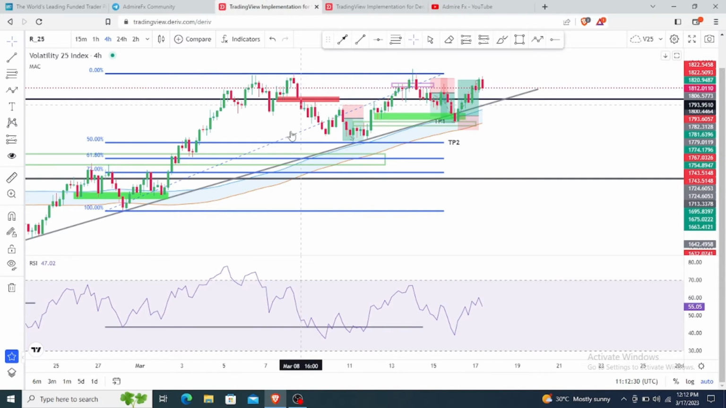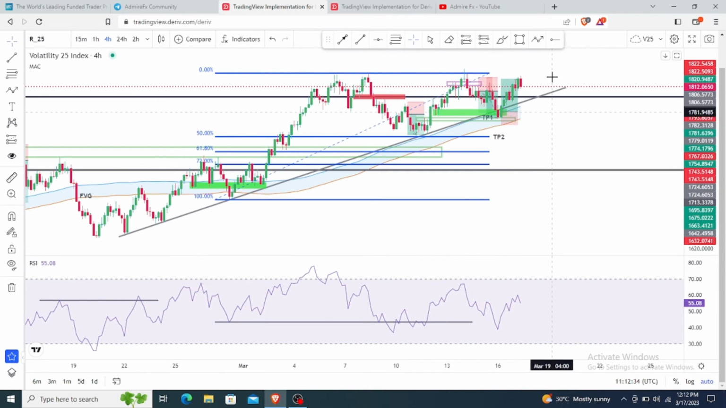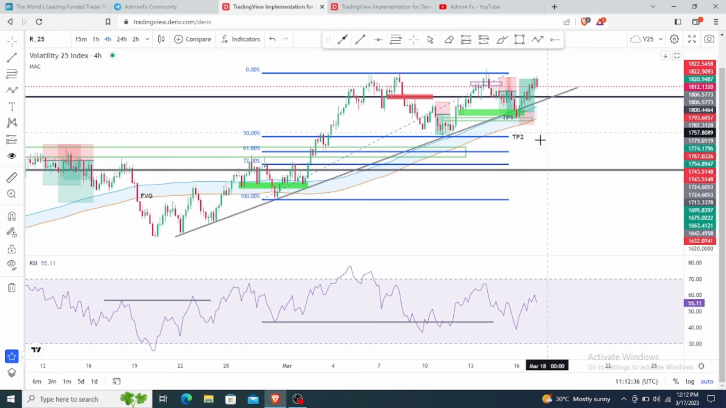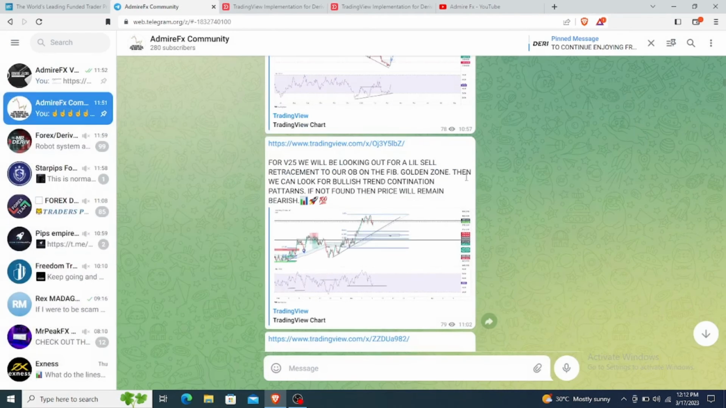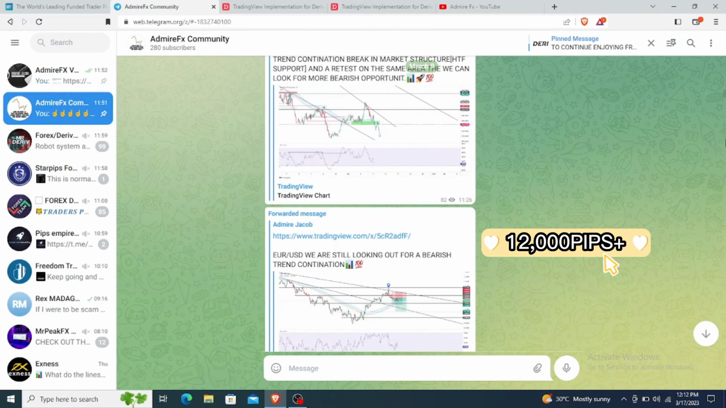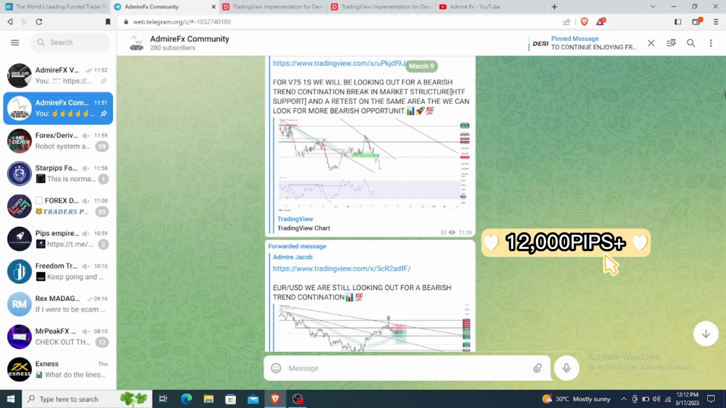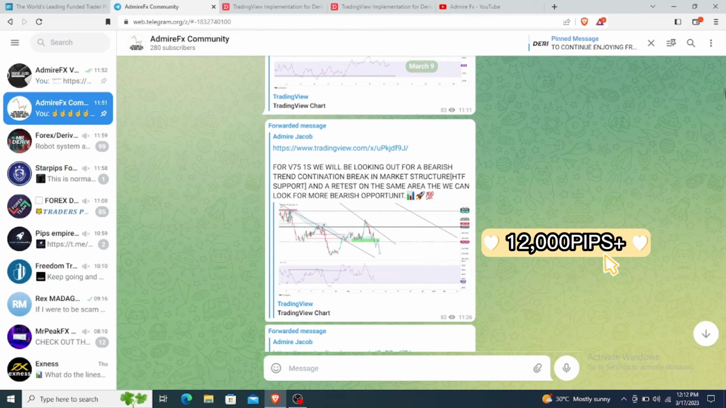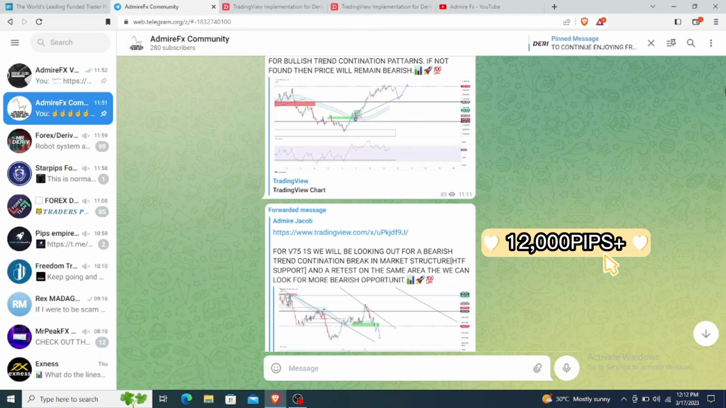So price mitigated on our trend line and our Fibonacci golden zone, and what happened? The price later reversed to the upside. So we are looking forward to more bullish continuations to the upside on V25. And that was which I caught over 12,000 pips on Boom and Boom on V25.